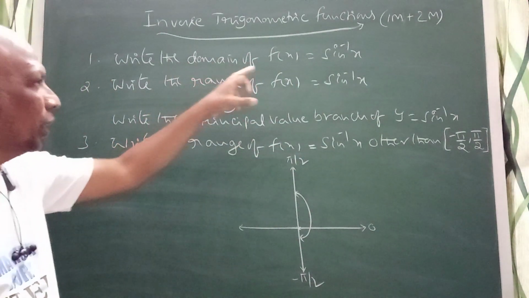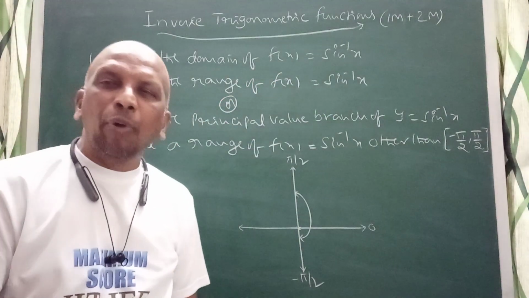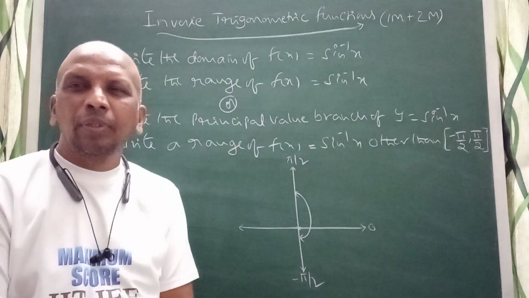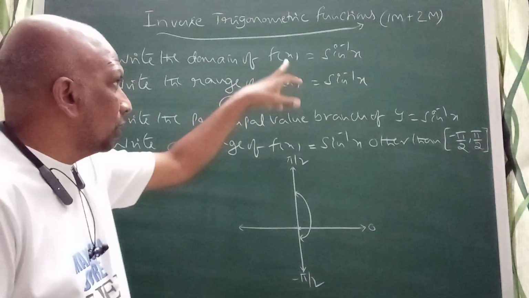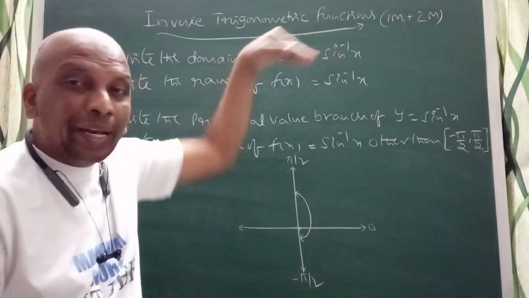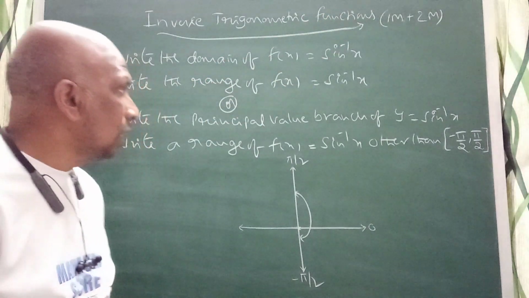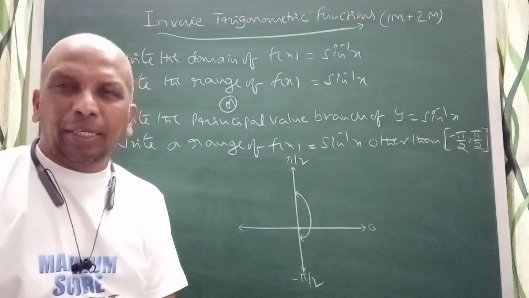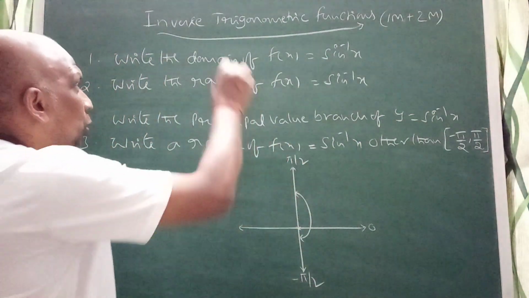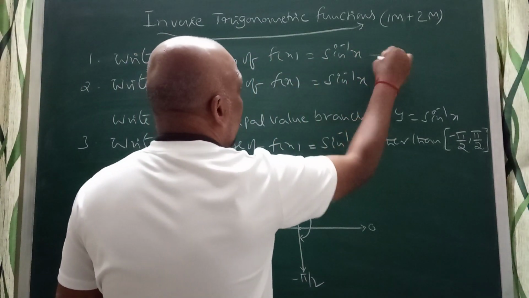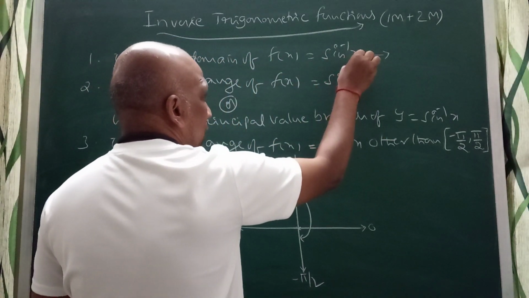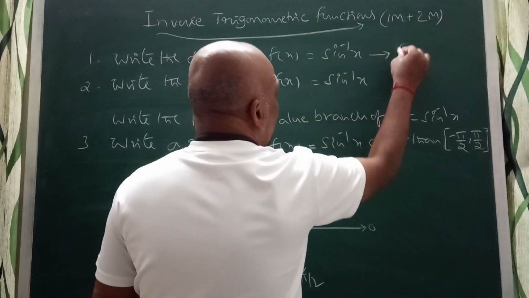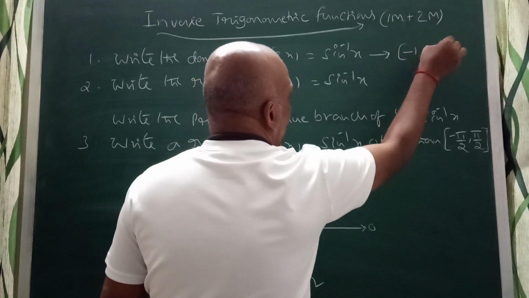We can check the domain of f of x equals sine inverse x. Whenever they talk about domain, this is the input of the function. The output is known as range, or I can also say the principal value branch of y equals sine inverse x. When they ask the domain, your answer should be the maximum value of x and the minimum value of x, so write minus 1 comma 1.